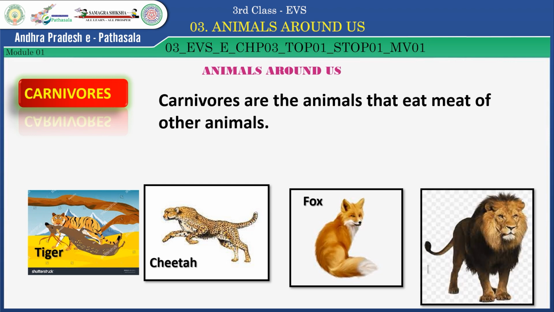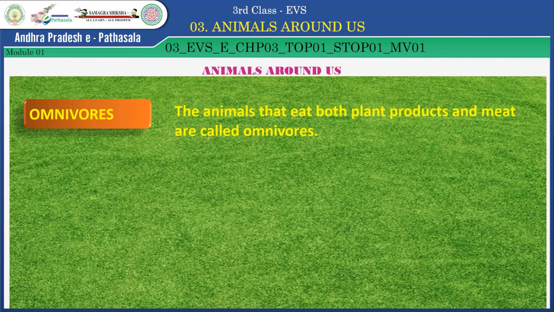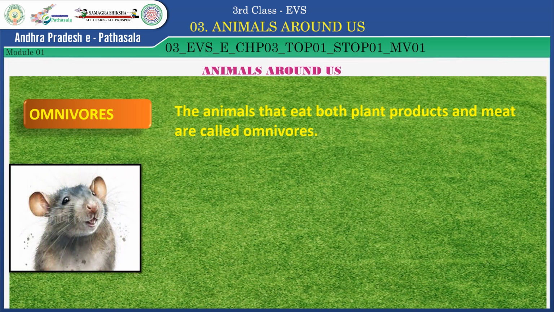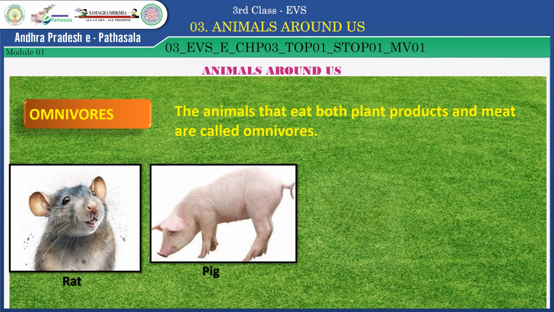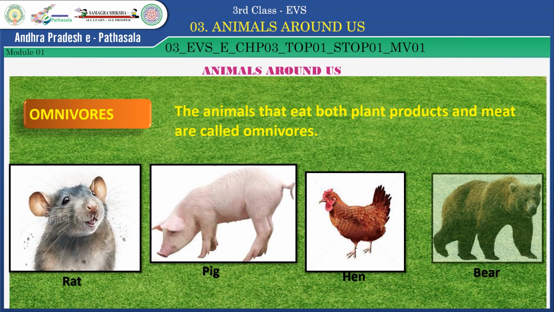And the last one is, what are omnivores? Omnivores are the animals that eat both plant products and meat. For example, rat, pig, hen, bear. Yes, all these animals eat both animal and plant products, so they are known as omnivores.